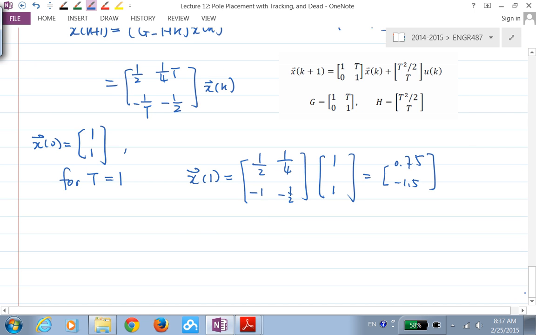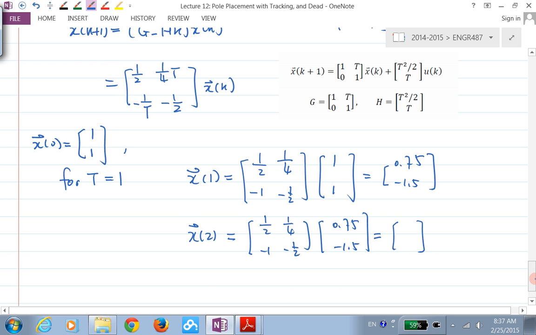So let's take one more step here. X of 2 is the same matrix, then times 0.75, negative 1.5. Same matrix. So now if you use your calculator, what would you expect?